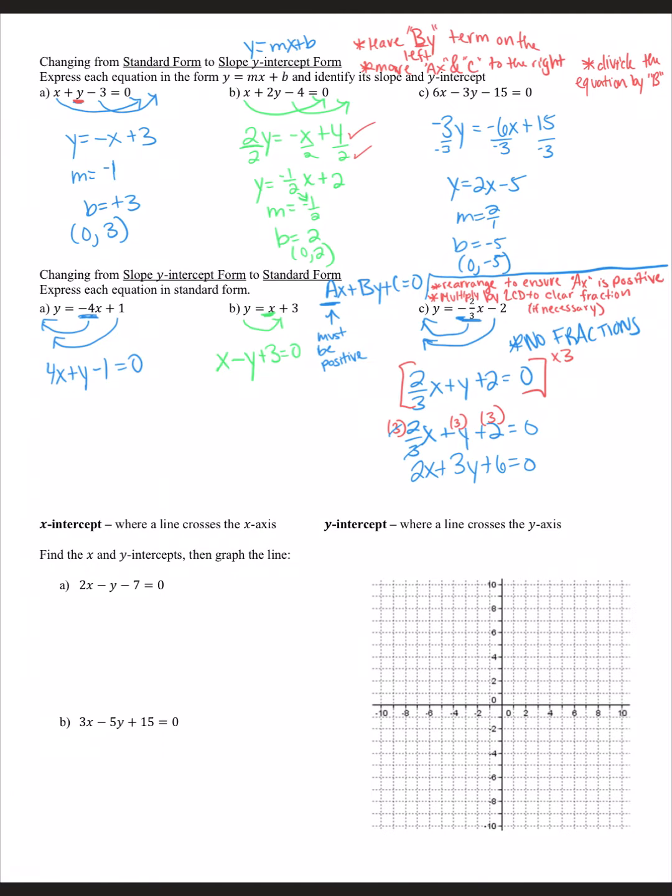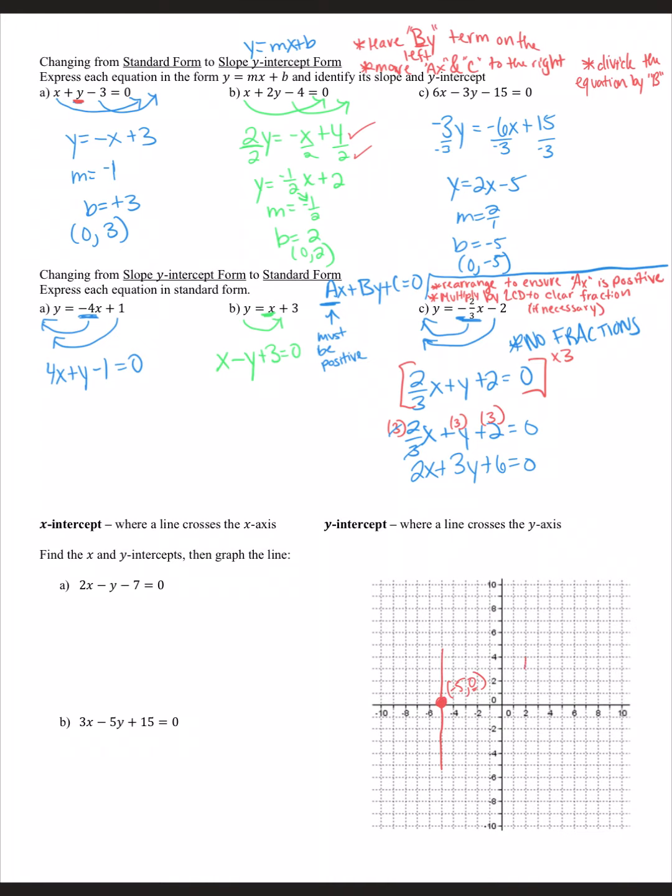So an x-intercept is where a line crosses the x-axis. So I'm gonna draw it on here. I'm gonna erase it in a minute. But if it's crossing the x-axis, let's say here, okay. Something to note about this one is that that point is -5, 0. So you can see my y value in this case is 0.